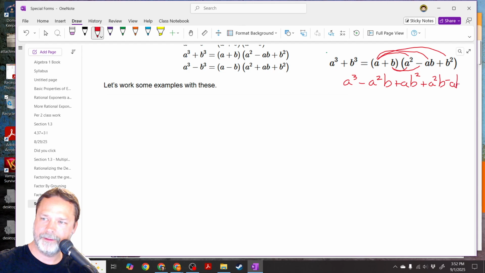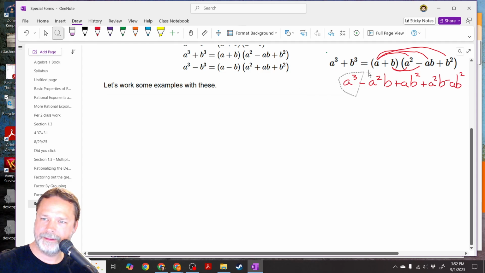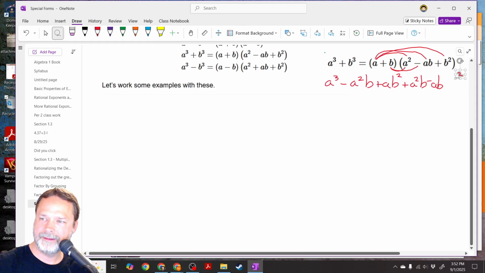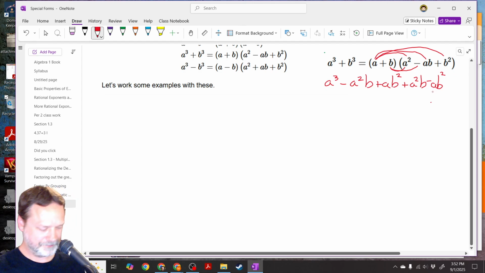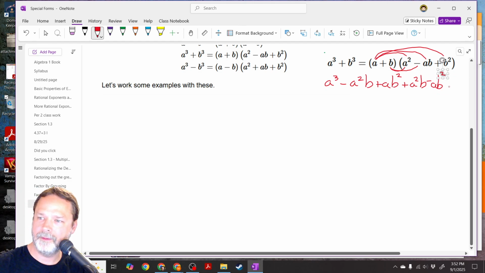I'm running out of room. Slide that over. Okay. And then we have minus ab squared. The last thing is b times b squared, which would be plus b cubed.